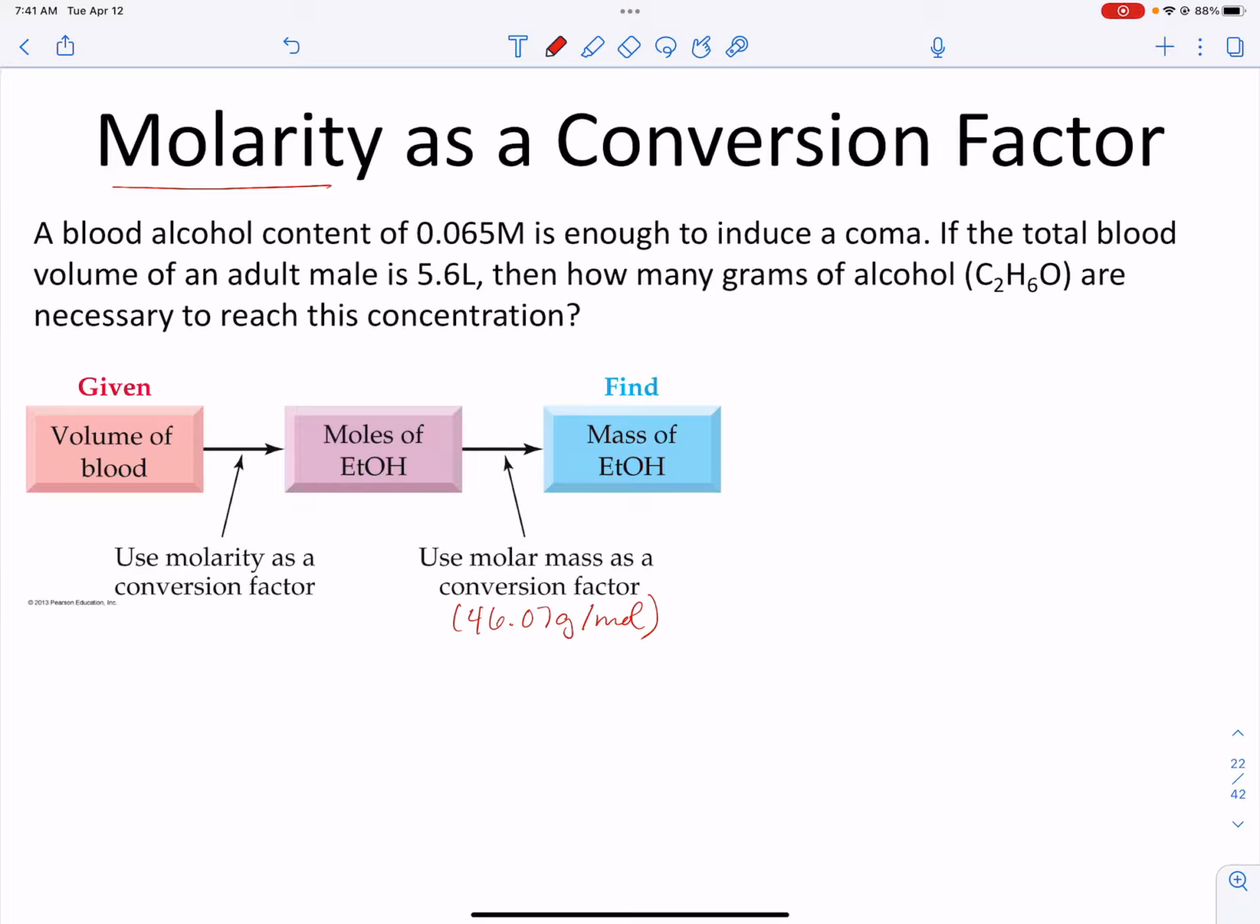and moles. So this problem says a blood alcohol content of 0.065 molar is enough to induce a coma. And the total blood volume of an adult male is, on average, 5.6 liters. How many grams of alcohol are necessary to reach this concentration, right? And this would be just pure 100% alcohol. Obviously, people aren't just drinking pure 100% alcohol.